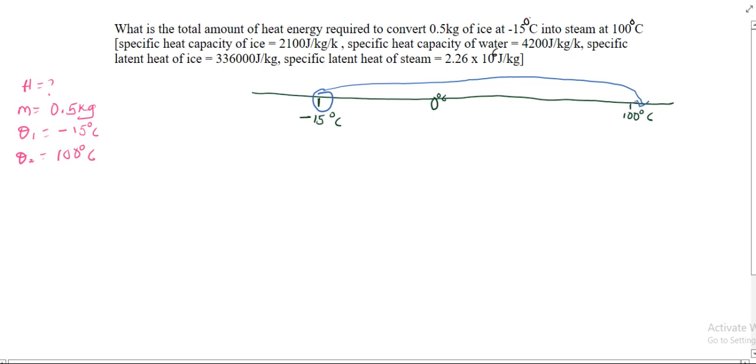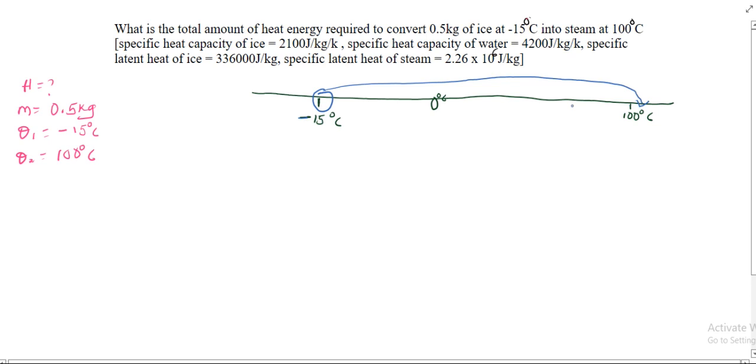We are not just taking it to 100. Please note that we're taking it to 100 and we will also boil it at 100, such that we convert it to steam at 100. You boil it at 100 and vaporize it into steam. So now, to make this question easy for us to solve, let's look at what we are solving for. We can't just calculate the heat energy required to convert it from minus 15 straight to steam at 100. We have to break our solution bit by bit.